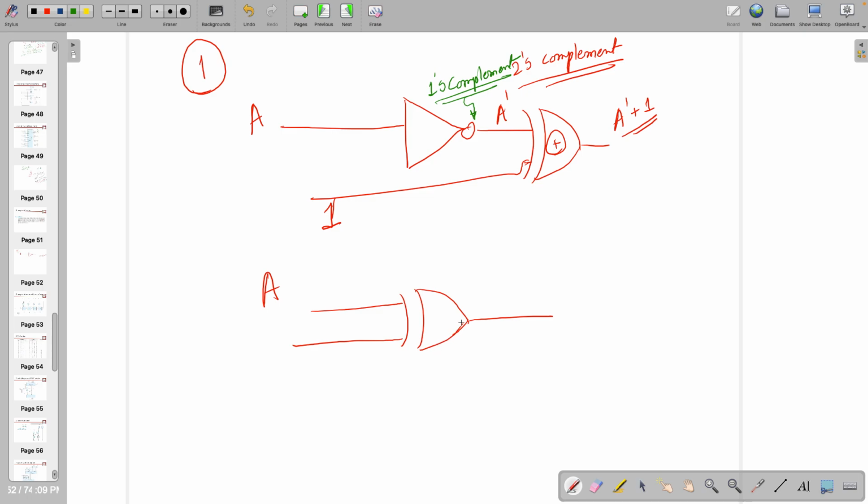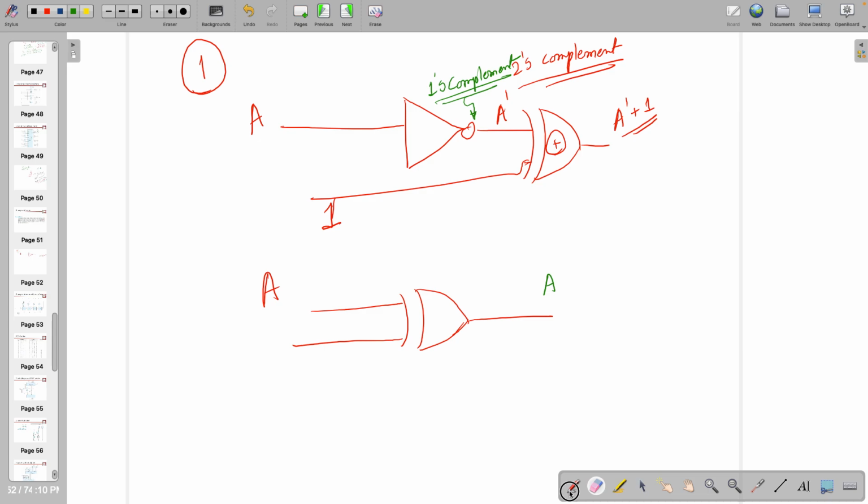So let's assume that we do not have a NOT gate. We do not have a NOT gate. Can you implement it with an XOR gate? Through XOR also you can make the NOT gate. Can you make that? If I apply 0 here, what will be the output? A only. A plus 0 is A.